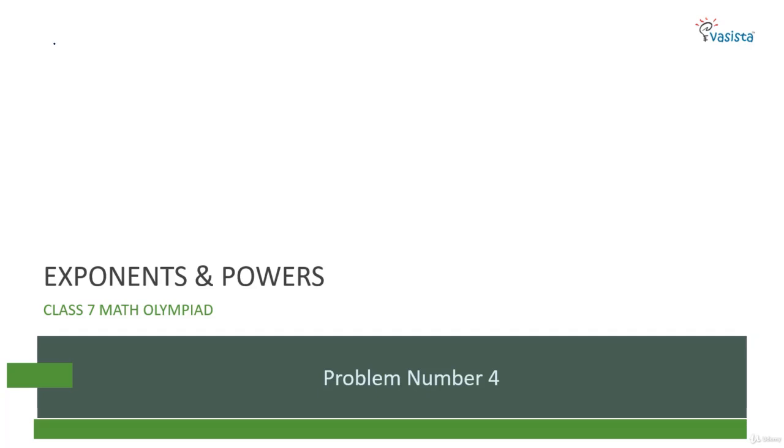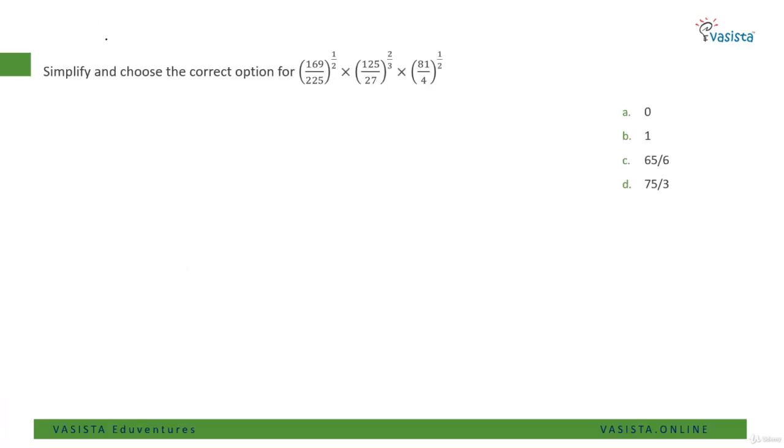Right, let me go with problem number 4. The question is: simplify and choose the correct option for (169/225)^(1/2) × (125/27)^(2/3) × (81/4)^(1/2).